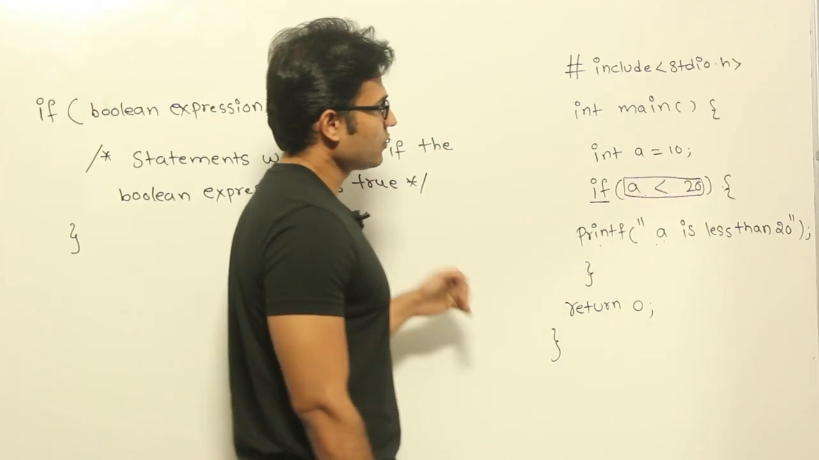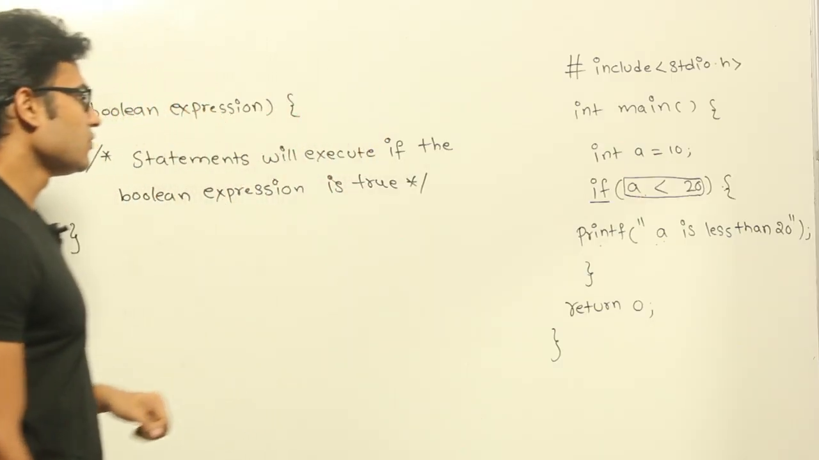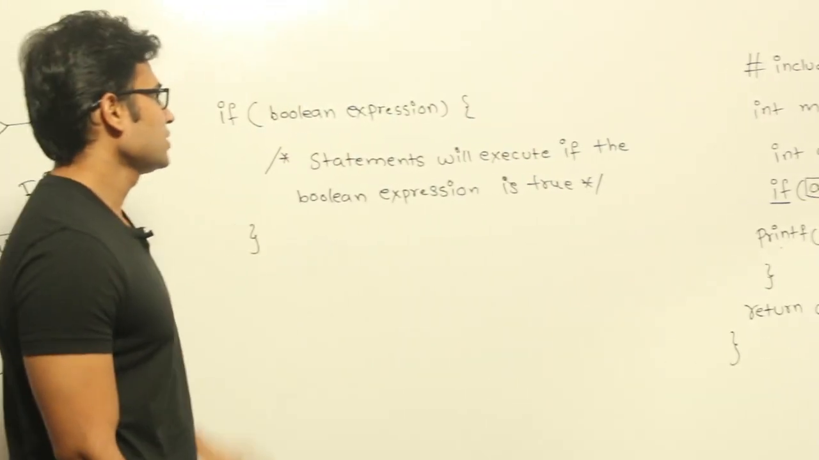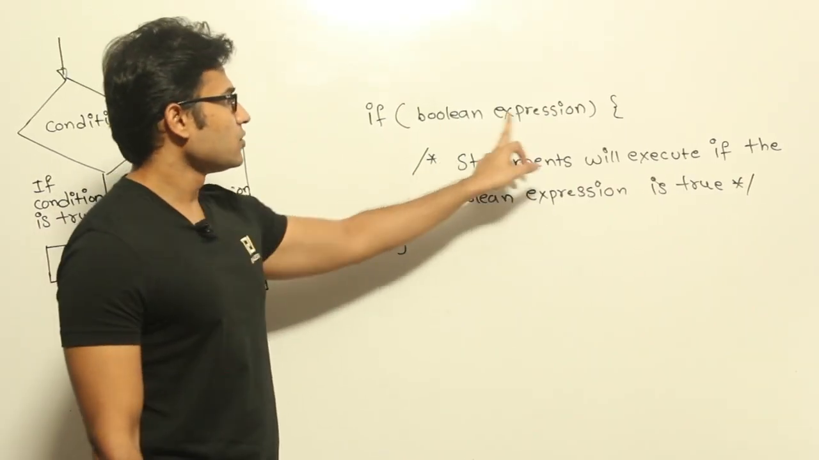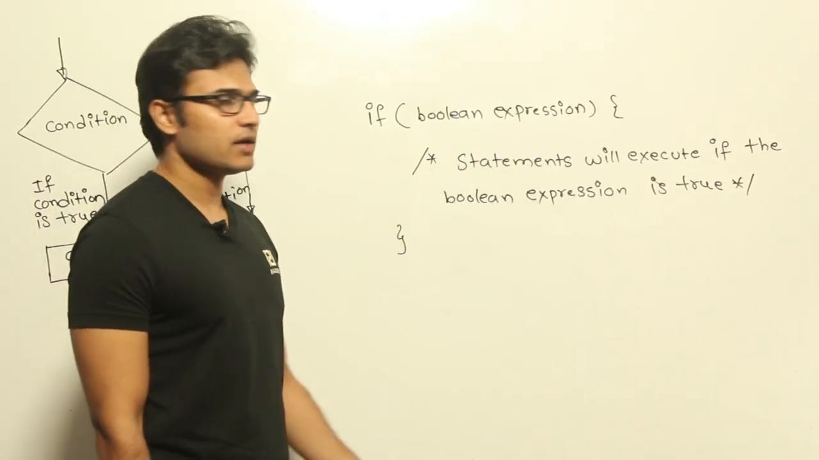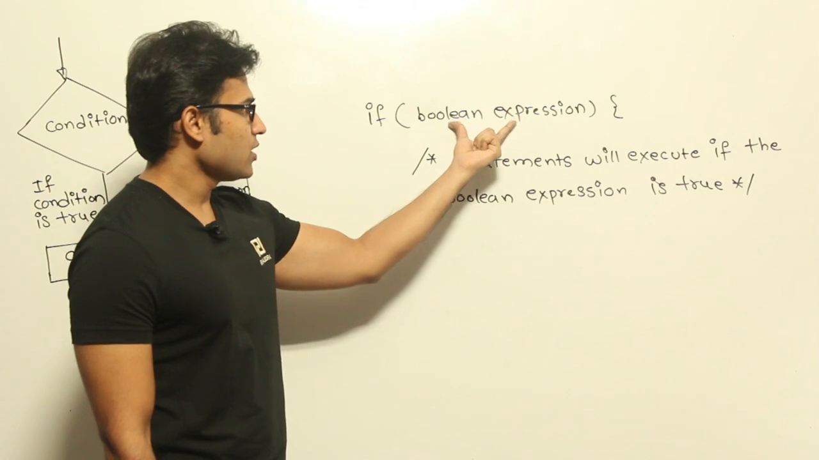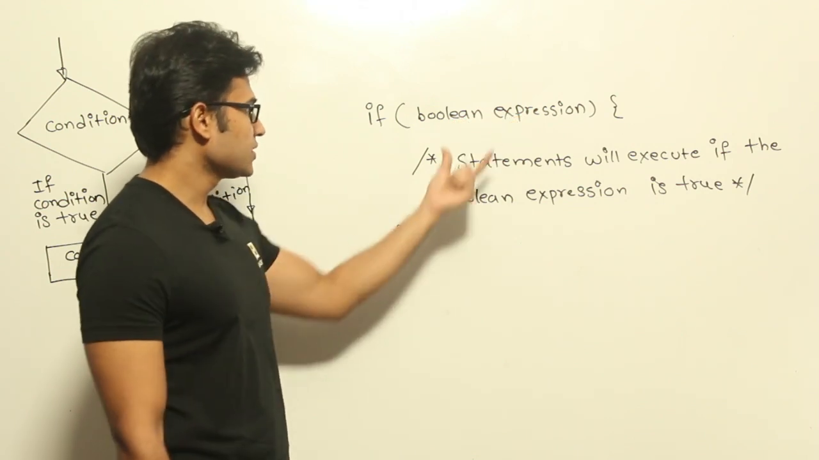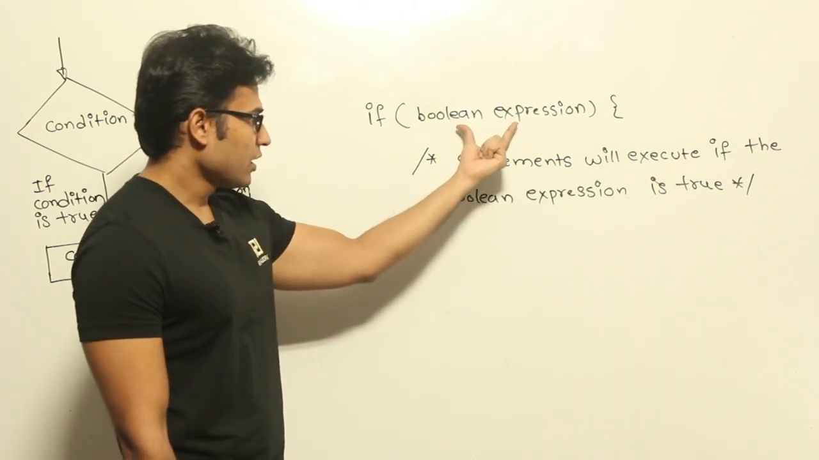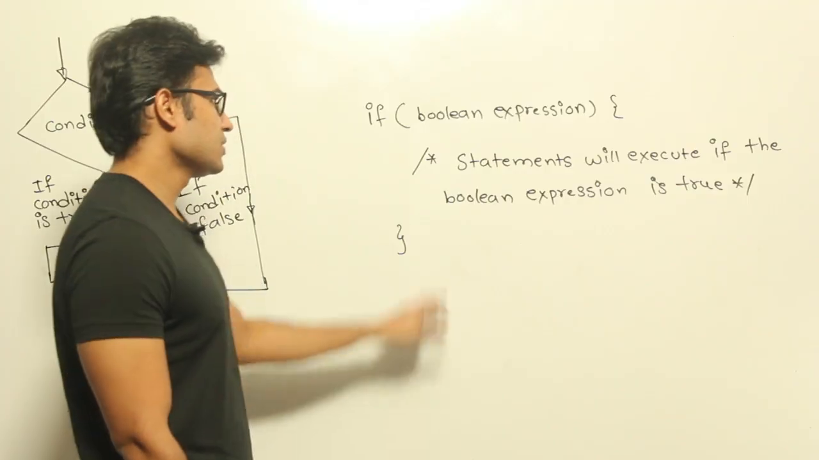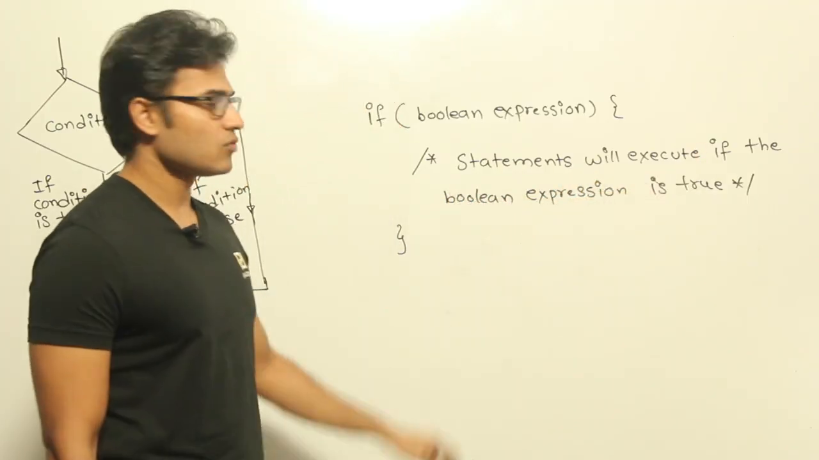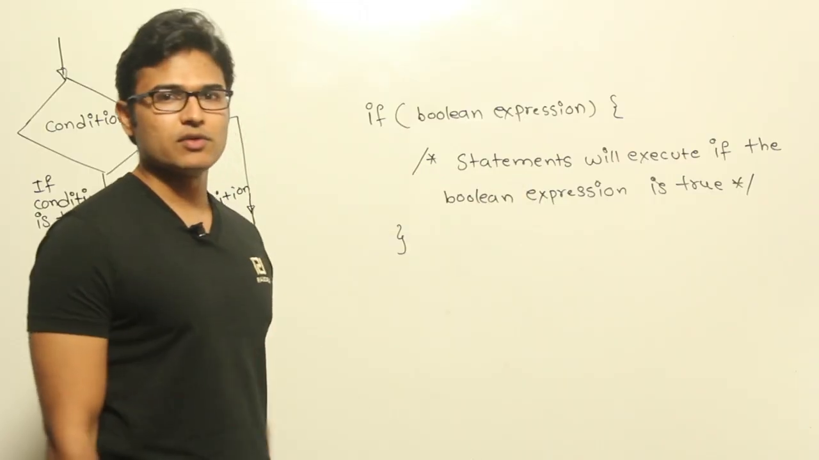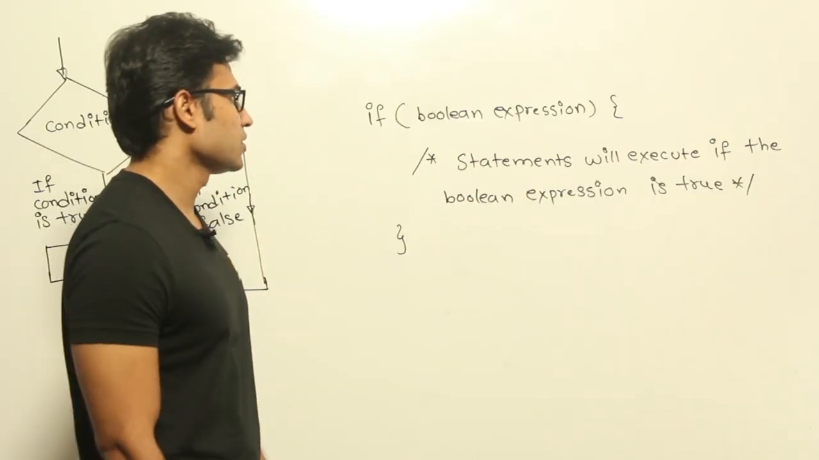Now if you want to see how the control flows in an if statement, let's see the syntax first. The syntax is like this: you give some boolean expression, and depending on the value of this boolean expression, if this condition happens to be true, then only I'll execute the statements. The statements will execute only if the boolean expression is true. Whatever statements you place here will be executed only when it is true, otherwise they will not be executed.